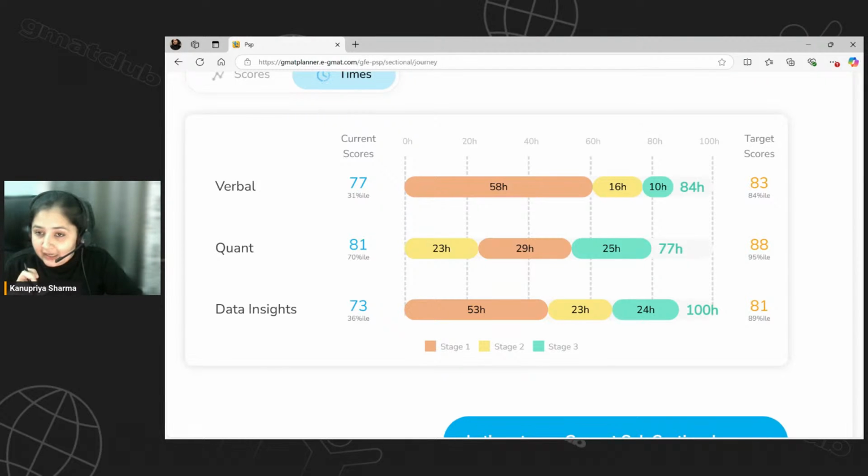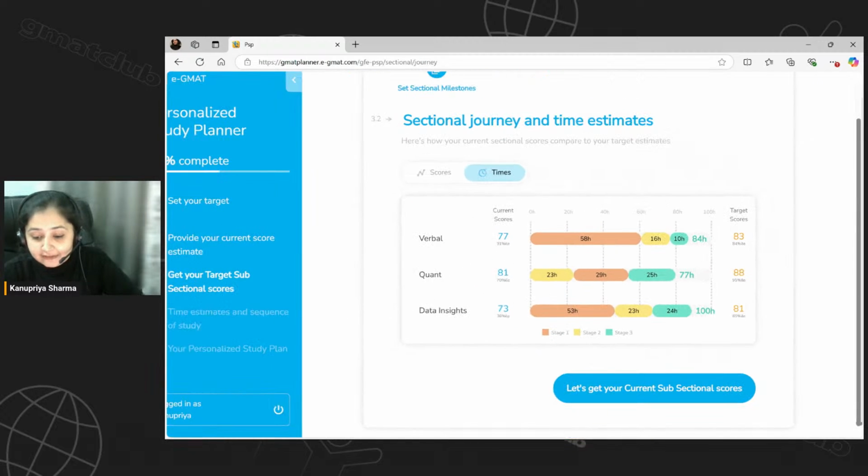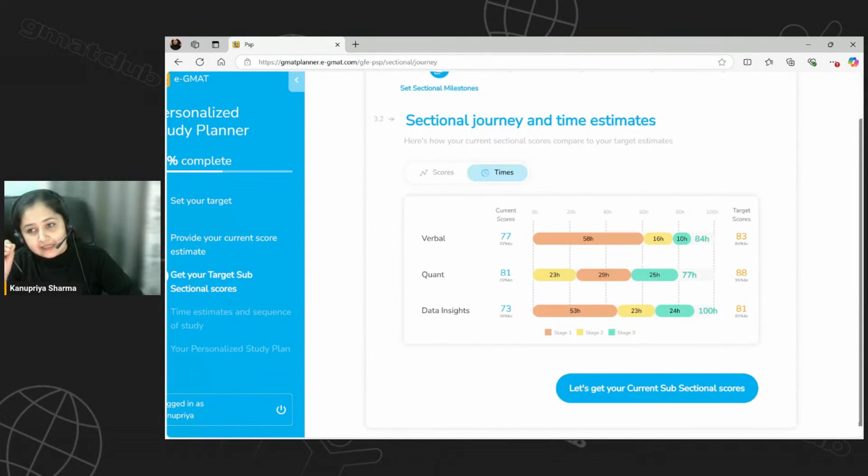In verbal and DI, however, because you're not very strong to start with, it suggests that you start with learning concepts and processes and then move to the other stages. Now, these are the rough time estimates. So you have a rough idea of how much effort will be required to finish your verbal, quant, and DI. And these estimates will be refined further.